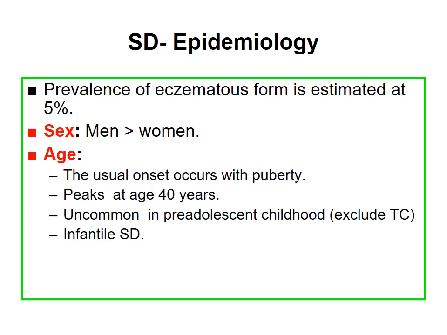It is very uncommon in pre-adolescent childhood. And at this point, I would like to stress that you have to exclude other etiologies of scaly scalp, and we'll see this again. There is an exception of early onset of seborrheic dermatitis, which is called infantile seborrheic dermatitis.